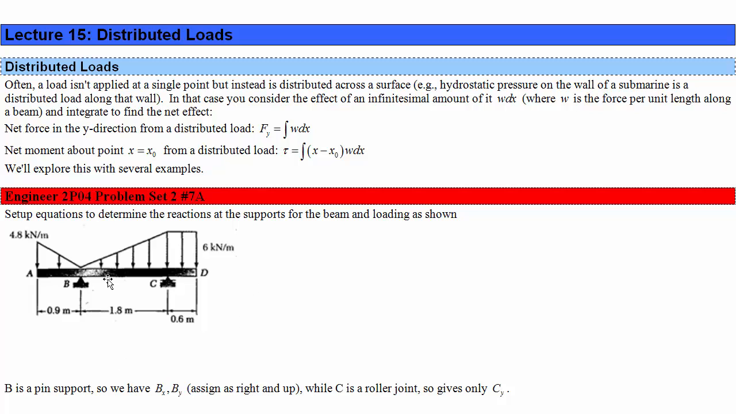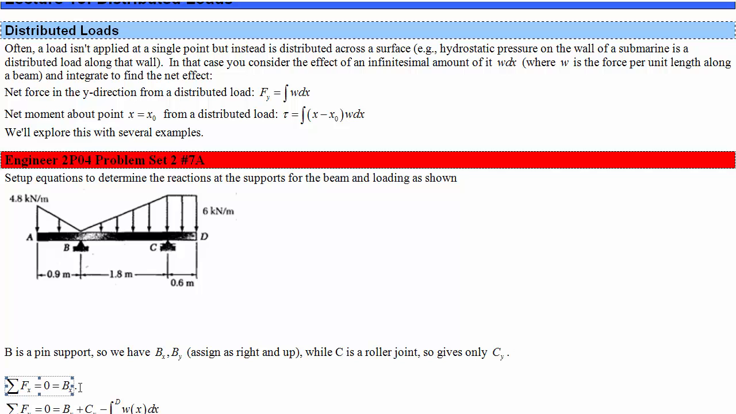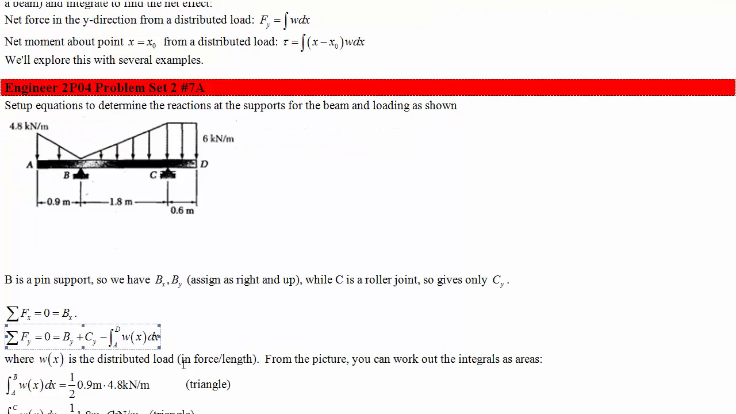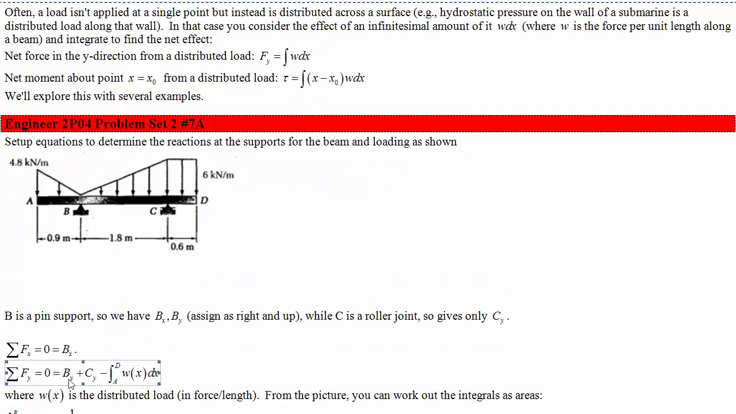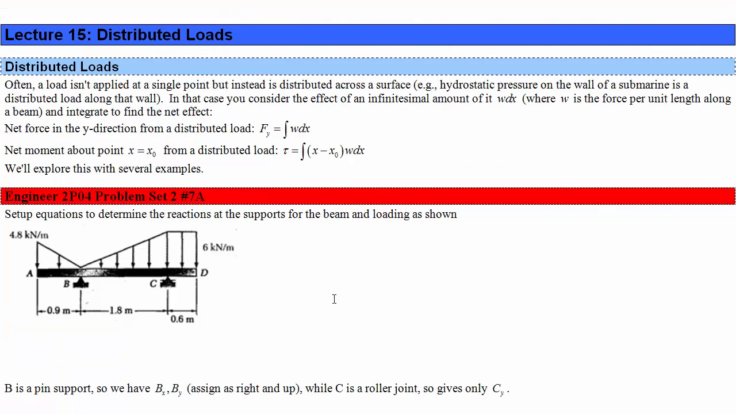Okay, so you can't really tell that much from the diagram. Maybe you can, but this is a pin support, this is a roller support, so we've got Bx and By, but just Cy. Force equation in the X direction tells us that Bx is 0. In the Y direction, we've got By plus Cy, and then the contribution of the distributed load, right?